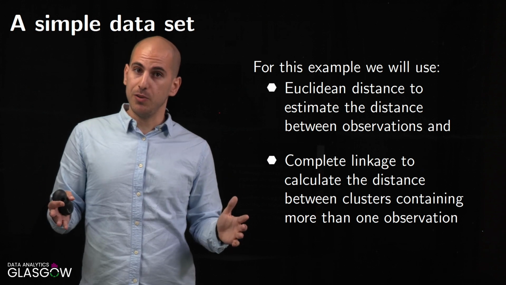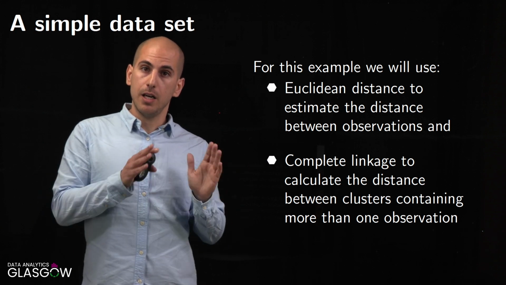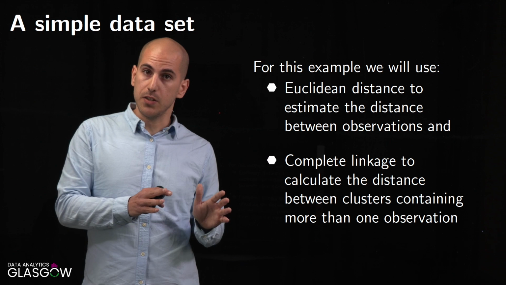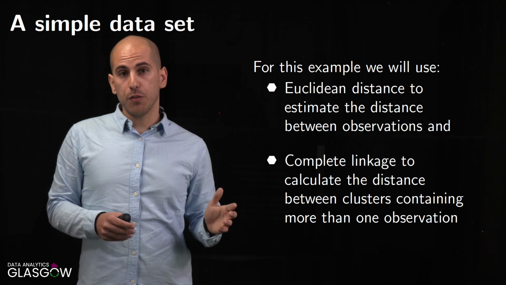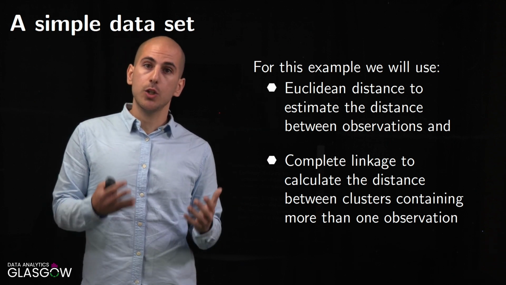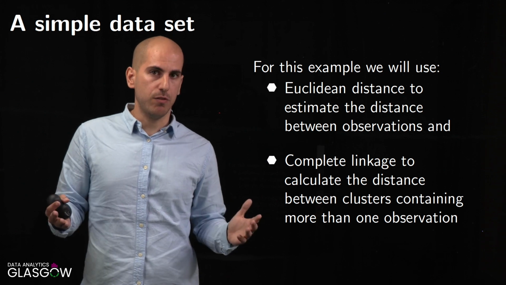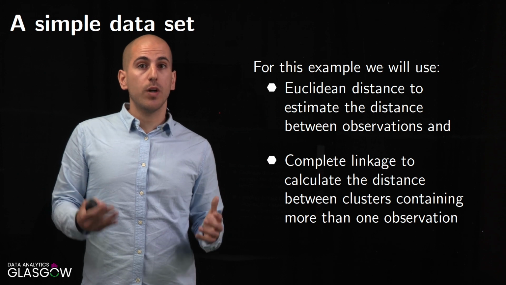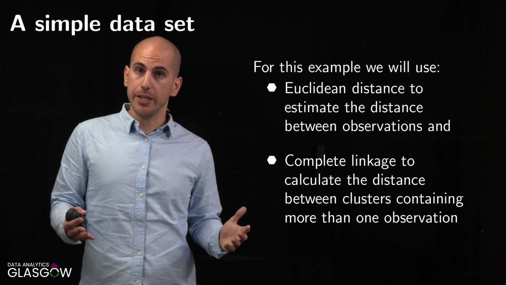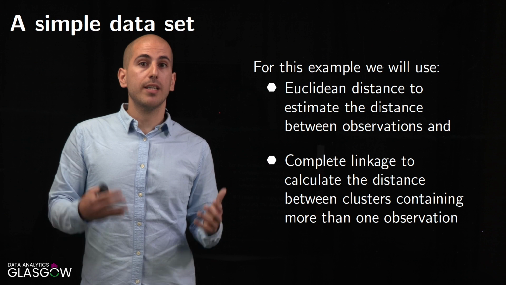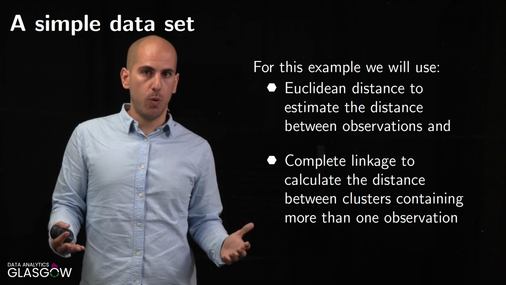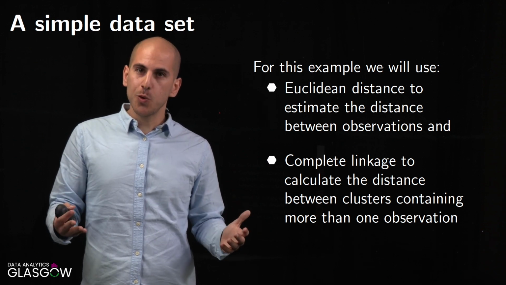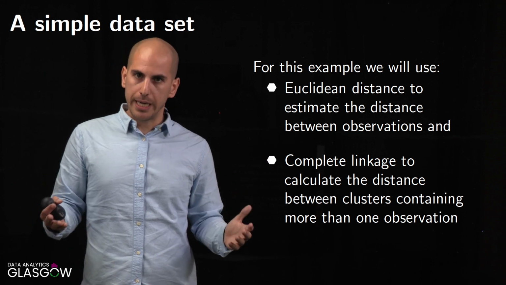In this really simple case, we're actually going to take two specific distances. At the start, we're going to use the Euclidean distance to estimate the distance between any pair of observations. And secondly, we will use what is known as the complete linkage criterion to calculate the distance between clusters that contain more than one observation. Really soon, all these things will become really clear.